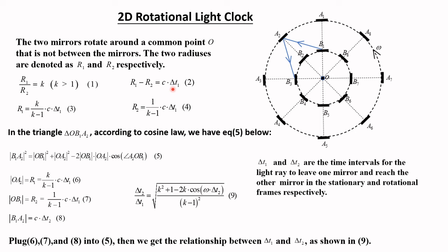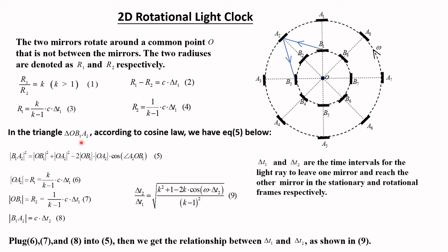Delta T1 is the time interval for the photon to leave one mirror and reach the other mirror in the stationary frame. And we combine equations 1 and 2 to calculate the values of R1 and R2. R1 equals K over K minus 1 times C times delta T1, and R2 equals 1 over K minus 1 times C times delta T1.